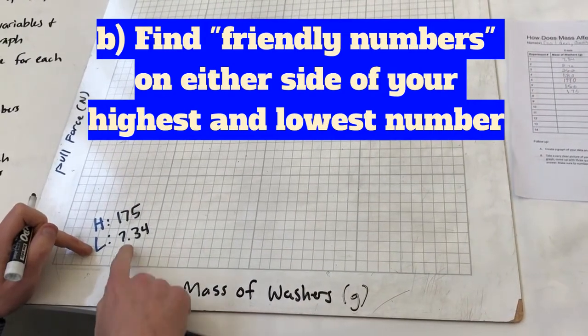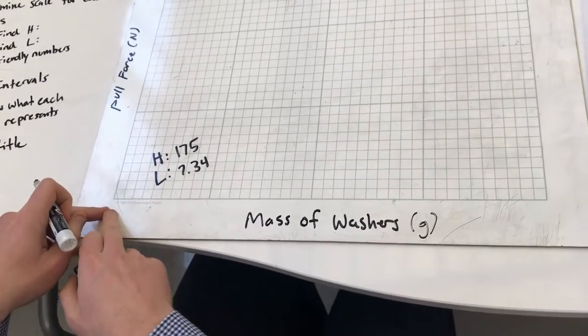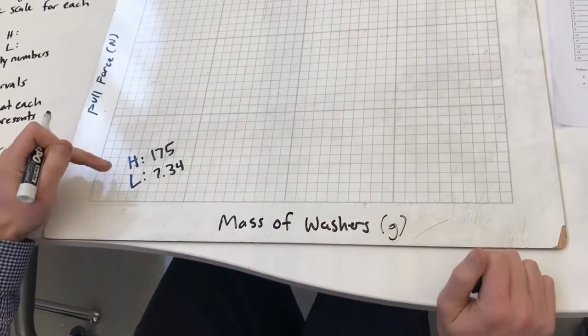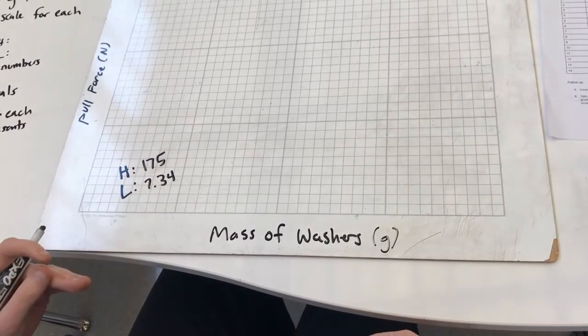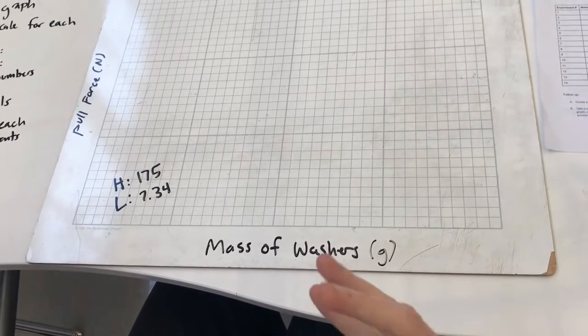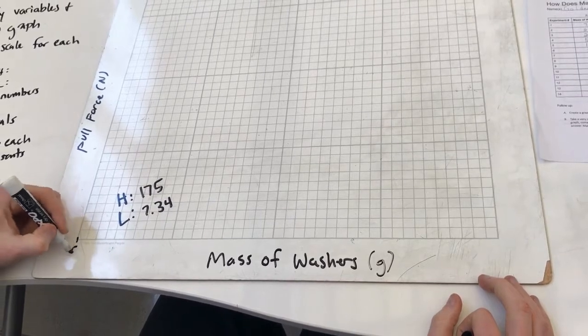My low number is 7.34, and hopefully you remember that when you're labeling an x-axis, you start from the left. That's your low side. 7.34 is a hard number to work with, so I'm going to go below 7.34 to 0, because that to me is an easy number to start with. So I'm going to label this point 0.